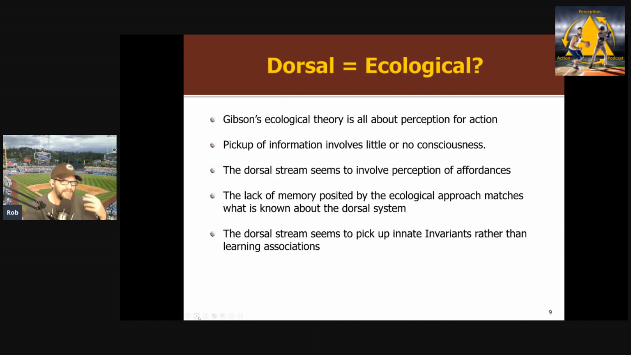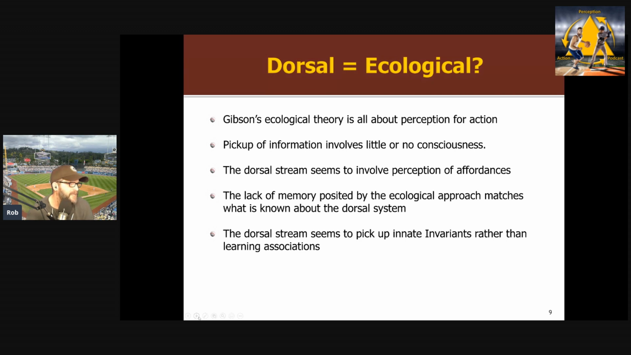So what does he mean by this? The reason he thinks you can equate the dorsal stream with ecological ideas is that Gibson's theory is all about perception and action, right? Gibson talks about the coupling. It's all about active perception. In Gibson's view, and this is Norman's interpretation of ecological psychology, it is the pickup of information that's mostly unconscious. The dorsal stream is involved in perception of affordances. If we look back to DF, although she couldn't judge orientation, she can perceive the affordance of mail-ability, or step-over-ability. So the perception of affordances seems to be saved in someone that only has the dorsal stream.